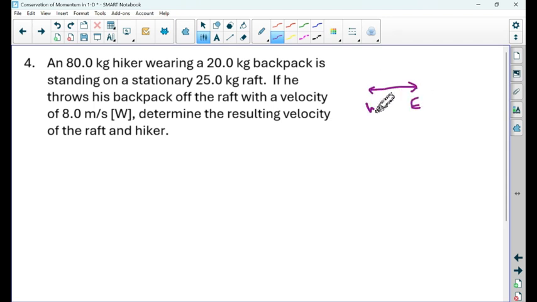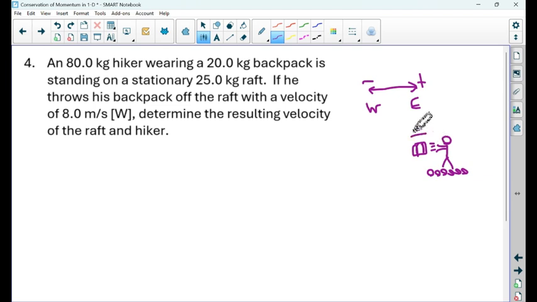I'm going to choose east as positive again, I think. Now let's do a little picture here. Here's our log raft, and here's our hiker standing on it. And they're throwing their backpack. There's a strap there and a strap there. They're throwing it that way.